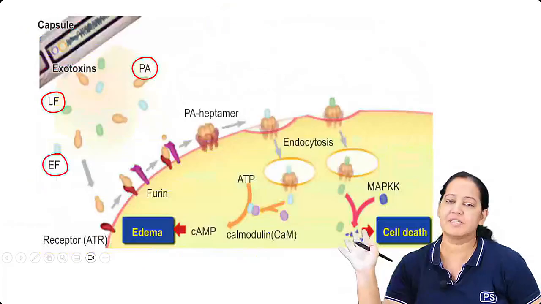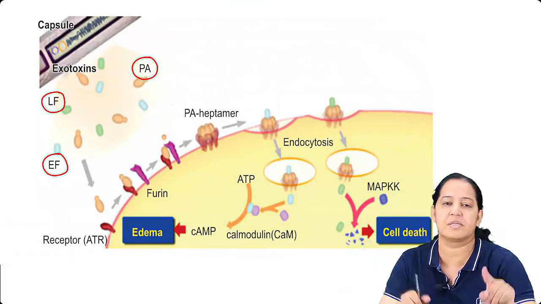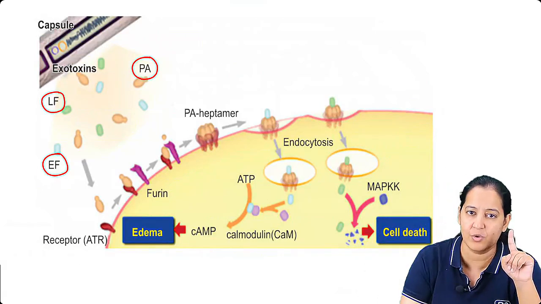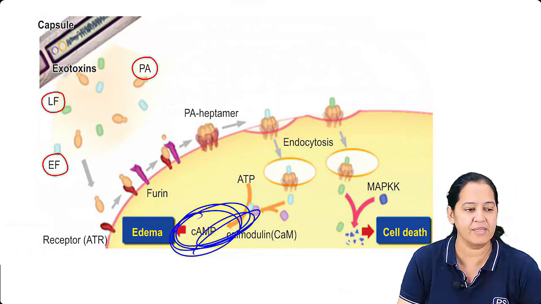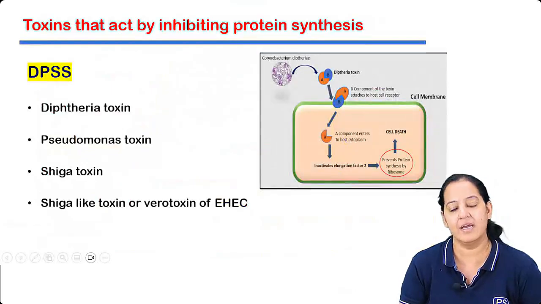है ना? So this is the mechanism of action. You can see, this is the toxin, Bacillus anthrax का toxin. It is going and increasing cyclic AMP. By increasing cyclic AMP, it is destroying the cell. ठीक है? So you can read the same thing.